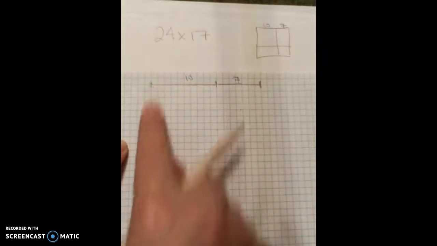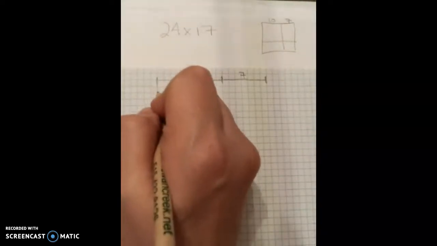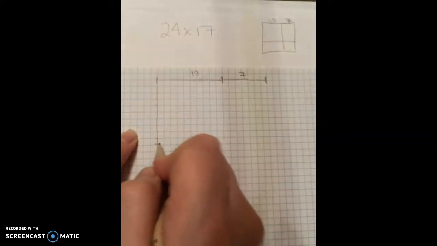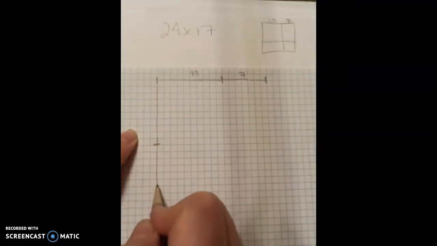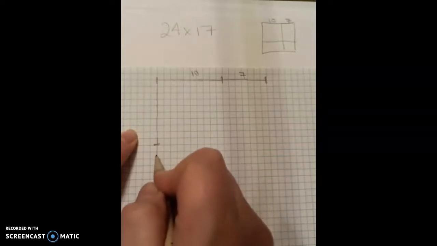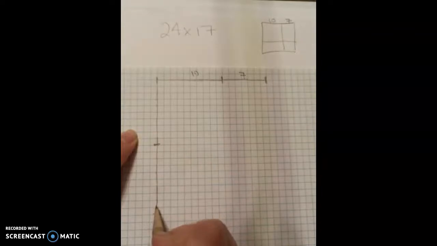Now I'm going to do my 24. So I'm going to count down 24. I'm just going to draw a longish amount for now and see. So 1, 2, 3, 4, 5, 6, 7, 8, 9, 10. 1, 2, 3, 4, 5, 6, 7, 8, 9. Is that 10? 3, 4, 5, 6, 7, 8, 9, 10. Yep. And then I need what? 4 more. So 1, 2, 3, 4.